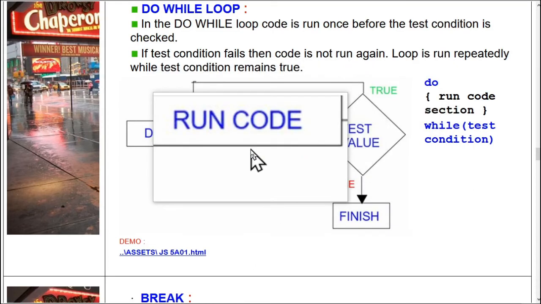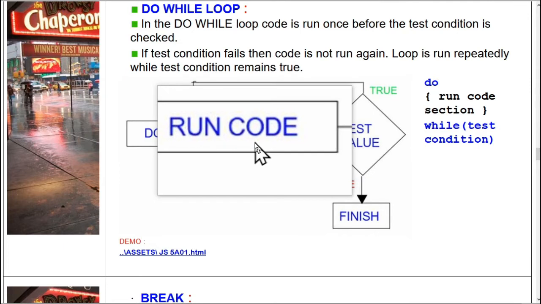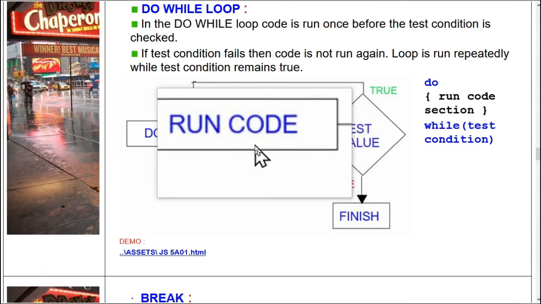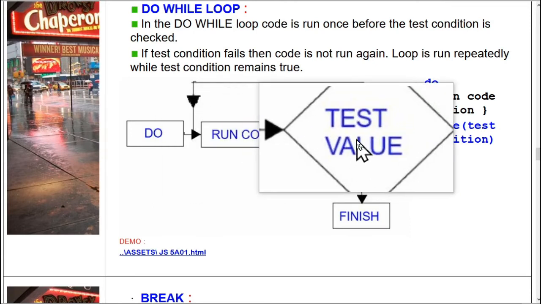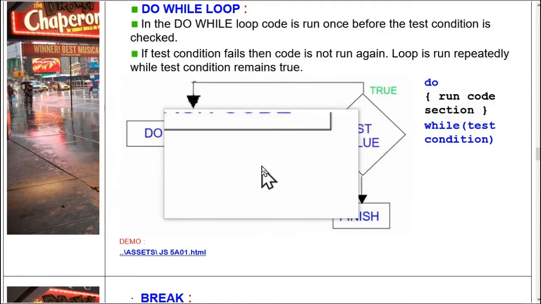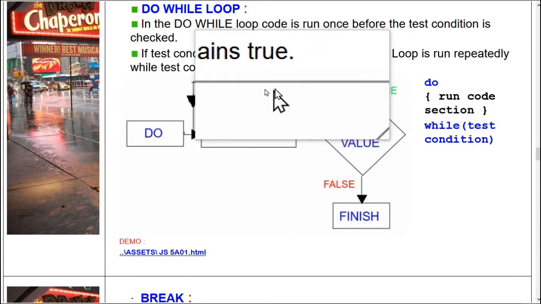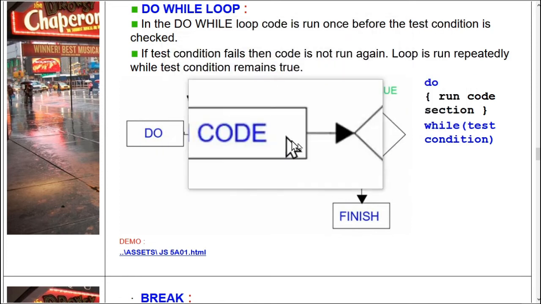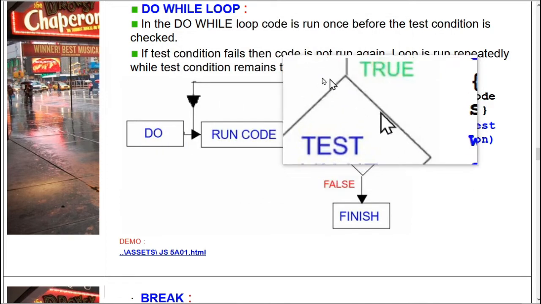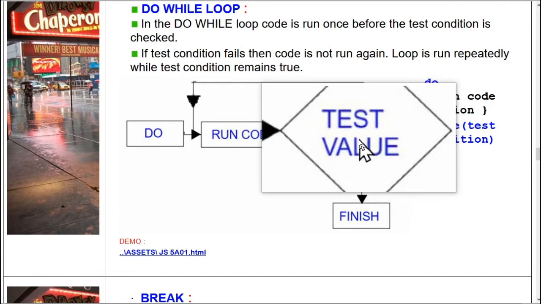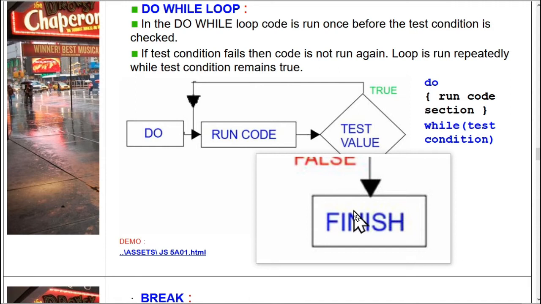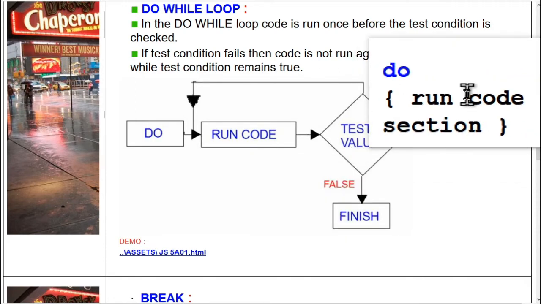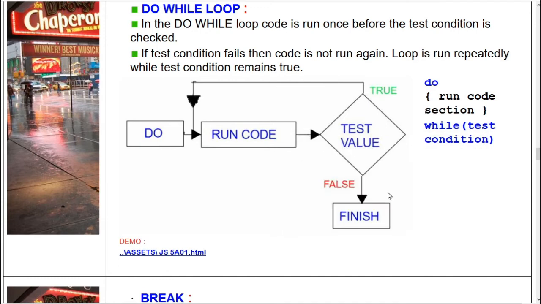So the code runs when the value is 1, increases the x value to 2. This tests the value of 2. That's okay, and then run again. Value is 3 this time, okay. Value is 4 this time, okay. Value is 5 this time, okay. And then value is 6, so that's not okay. So let's finish running the code. And that's the do while loop. It's very simple, but it's useful in certain cases.